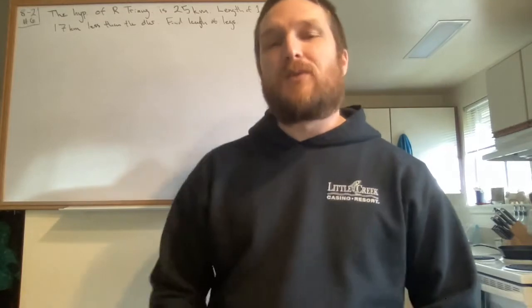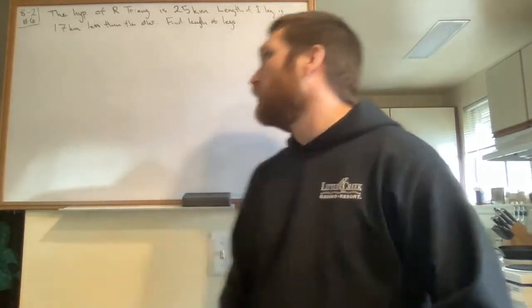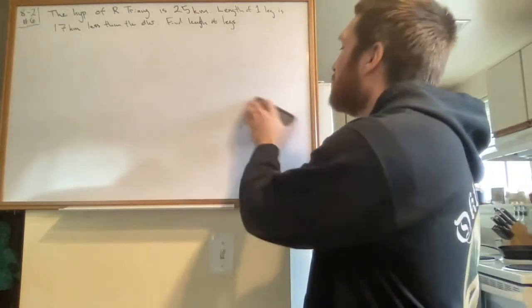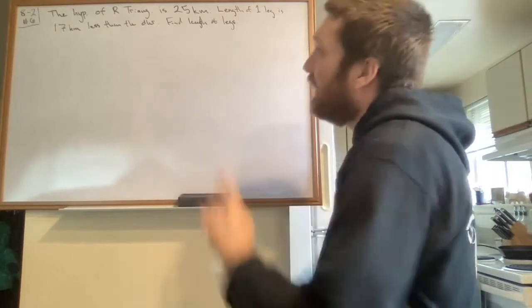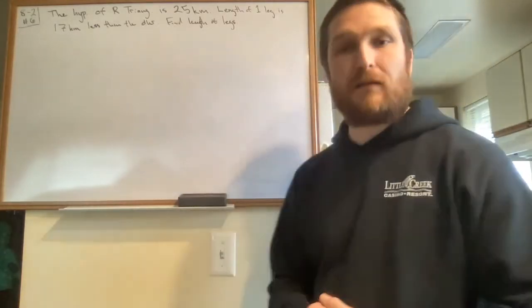Chapter 8, section 2, problem number 6 says the hypotenuse of a right triangle is 25 kilometers long. The length of one leg is 17 kilometers less than the other. Find the length of the legs.